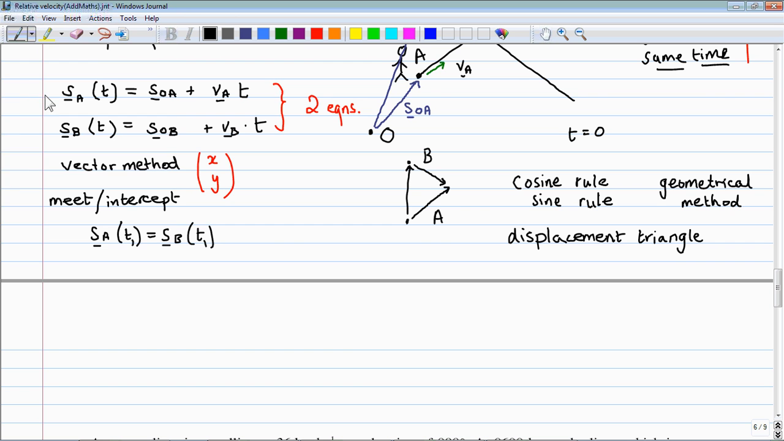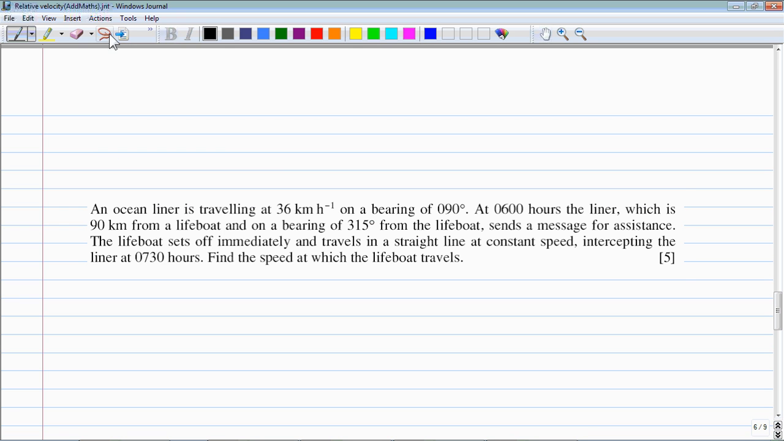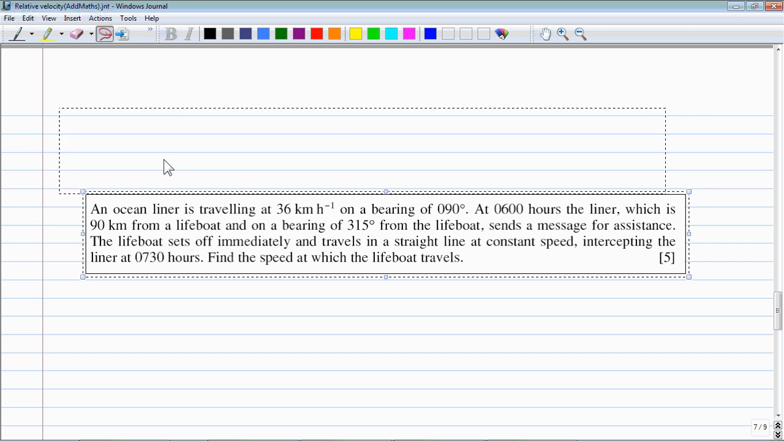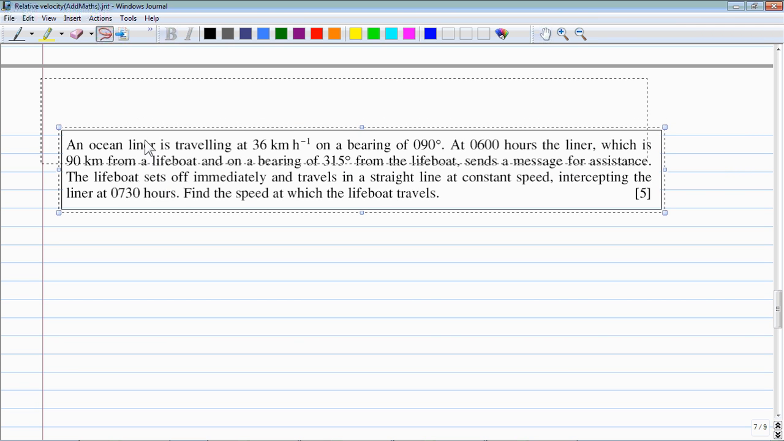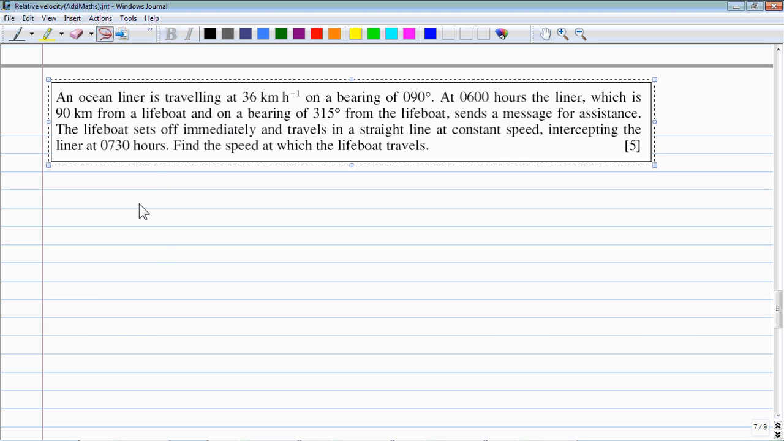I hope it's fairly clear what I mean, but it will be much clearer once I've shown you an example. So here's my first example. This is, I think, from a 2003 exam, and I don't think it's a very difficult one, but it's a fairly normal question. So let's read it. An ocean liner, the word liner here is actually a type of boat, a very large boat, but it doesn't matter if you don't know what it means, is travelling, and it gives the speed and it gives the bearing.